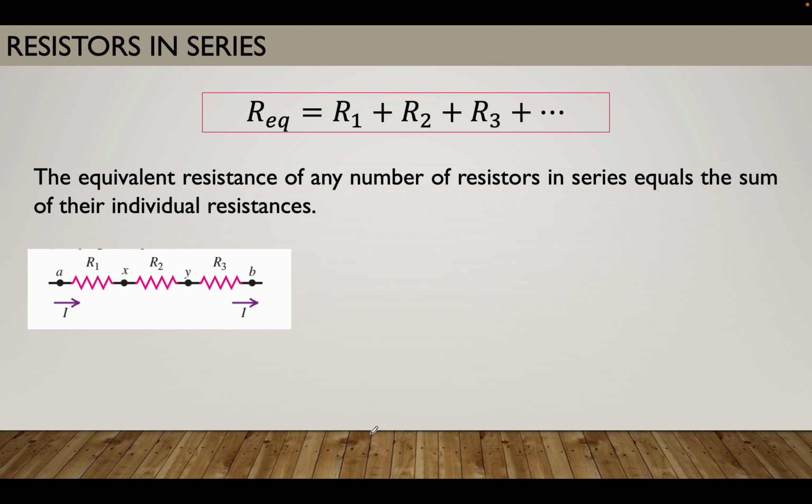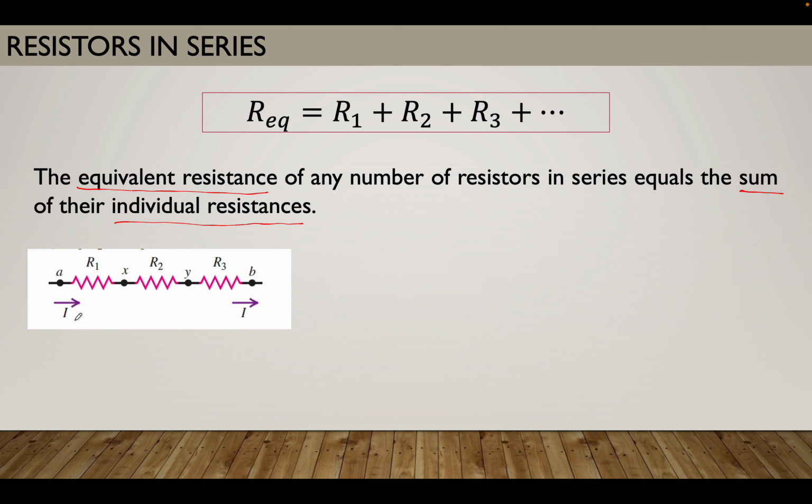Okay, so here for the resistors in series, we have this equation. R equivalent is equal to R1 plus R2 plus R3 and so on. So the three dots here are if you have more than three, let's say for example you have 10 resistors, so up to R sub 10. But here, we just emphasize the equation as the sum. So the equivalent resistance or the total resistance for any number of resistors in series is equal to just the sum of their individual resistances.